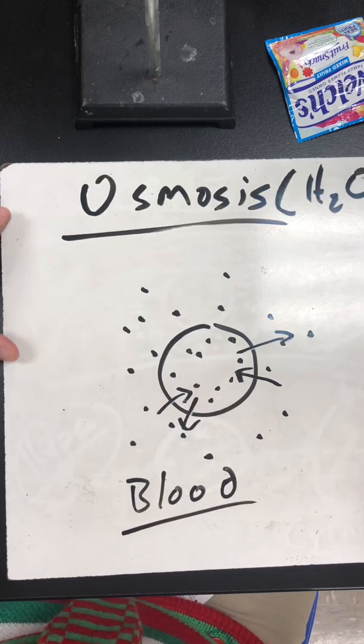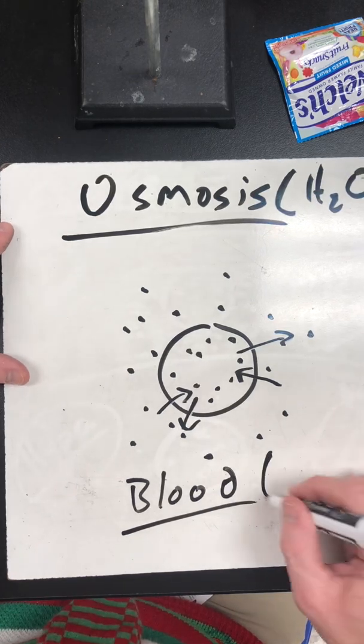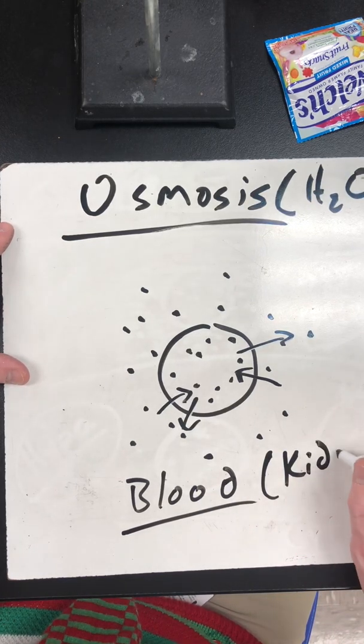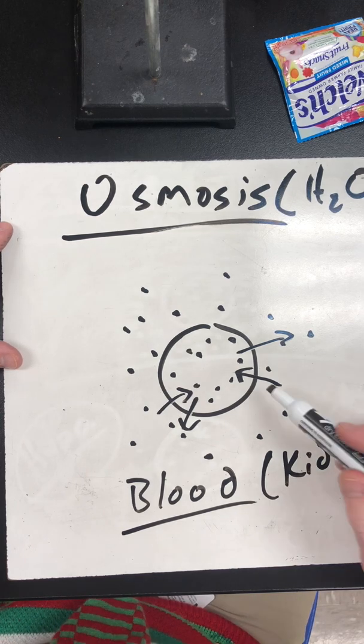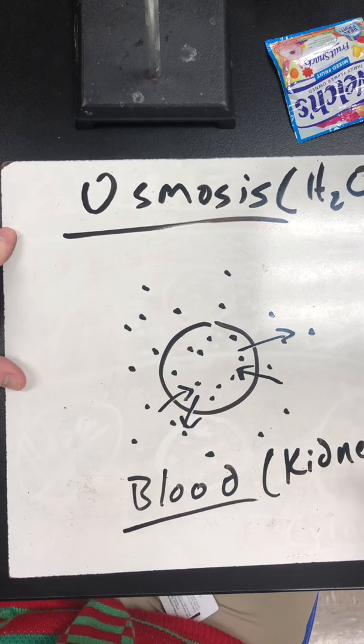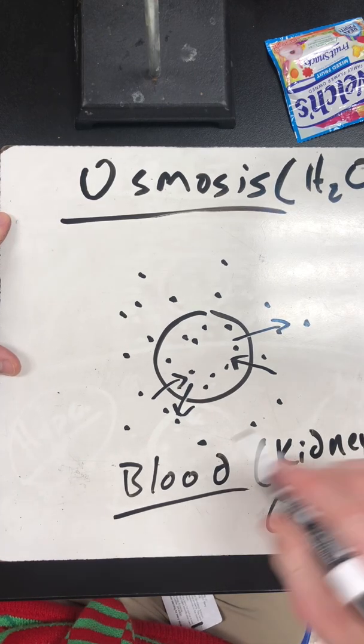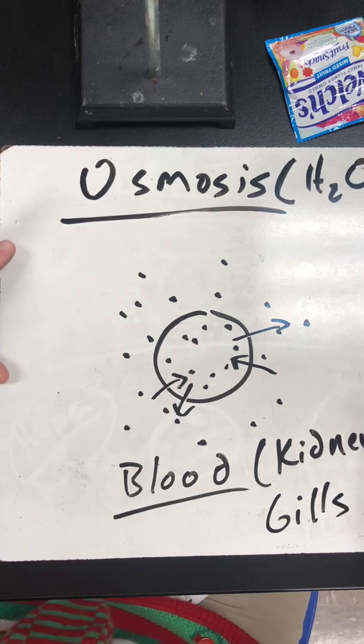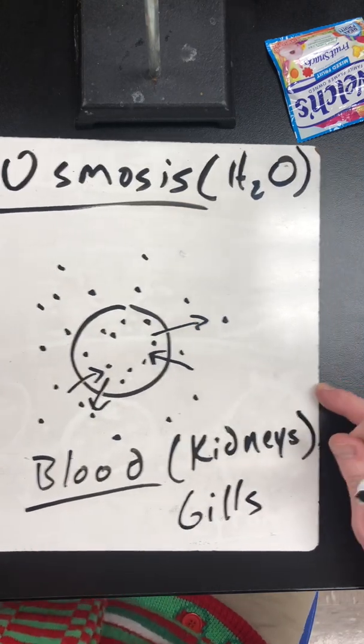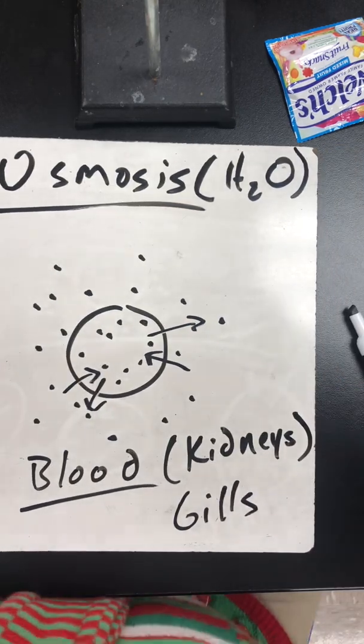And what controls that for us? What takes care of that for us? Our kidneys. Remember, we talked about how our kidneys go through osmosis and maintain a water balance in our cells. Another example of that is fish. Fish have gills. Gills keep their cells in isotonic solutions, okay? So that's a review of passive transport.